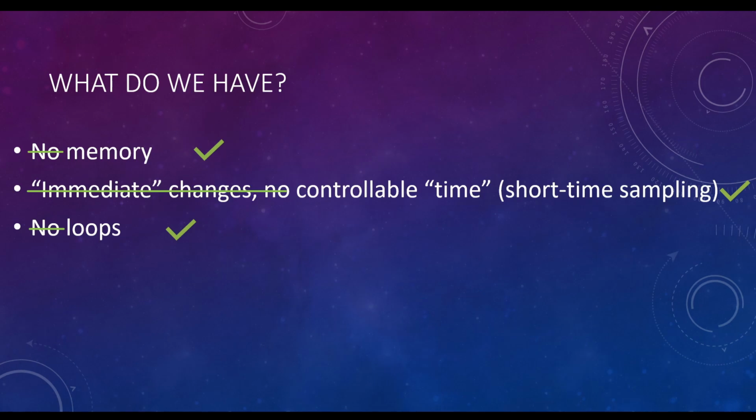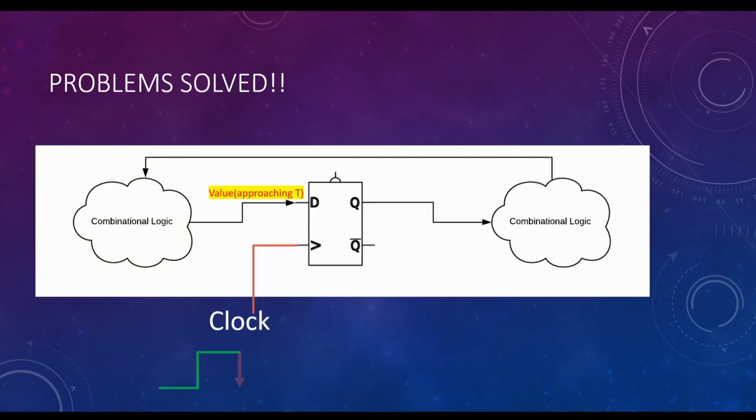So what do we have now? We definitely have memory cells now, we have pretty good control over time if we abide by the T-setup and T-hold rules. And we also have loops, and let's see why. Let's look at this loop that includes a flip-flop and then logic between the Q output and the D input. Right before the edge, we have some value when we approach time t. And now when the edge comes, we have a value that has been stabilized on the input D, T setup time before this edge, and is being sampled and reflected on the Q output.